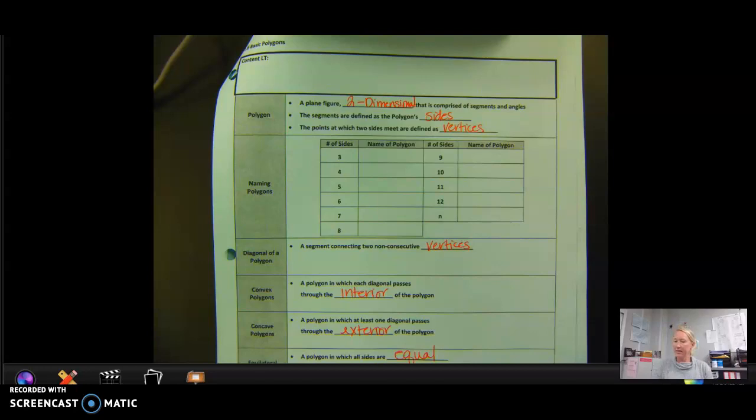Hi guys. Okay, here's 1.6 of our notes. So this is the last page in your Unit 1 note packet. So we are almost finished with Unit 1.